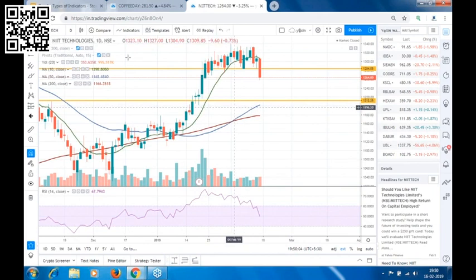So see, after this negative divergence was formed, the stock is in a sideways range, and we gave a sell below 1282 on 13th, and for 2 days it was not able to break it.